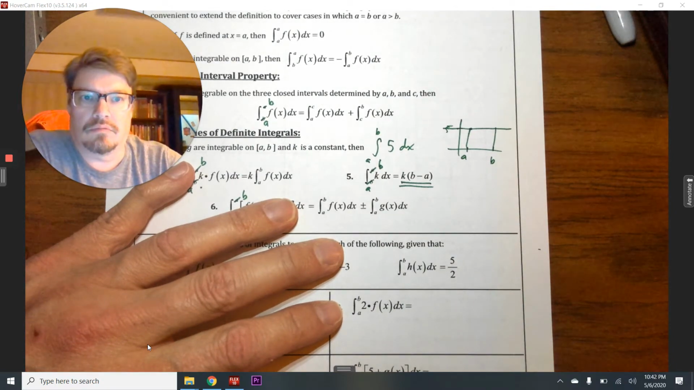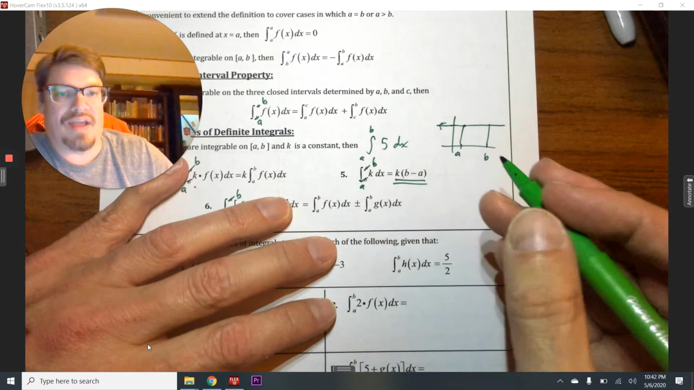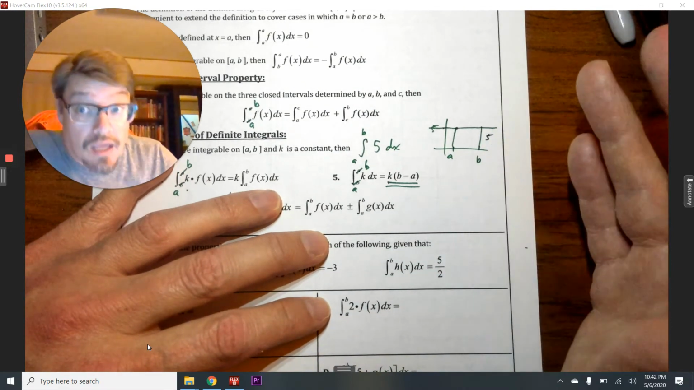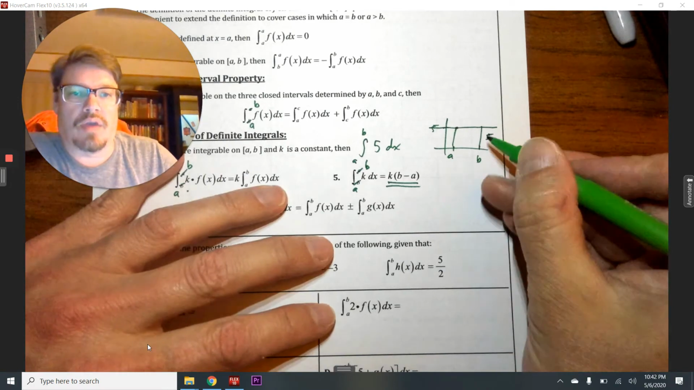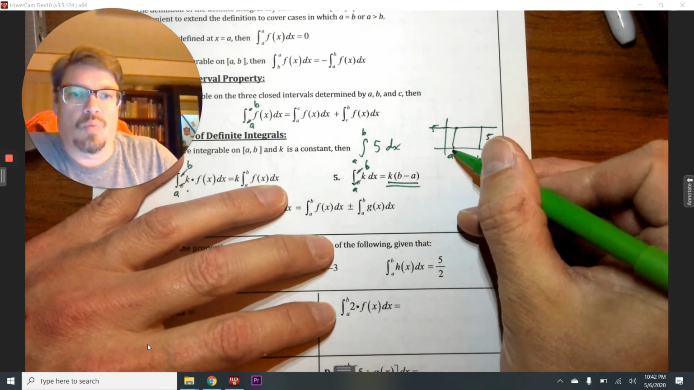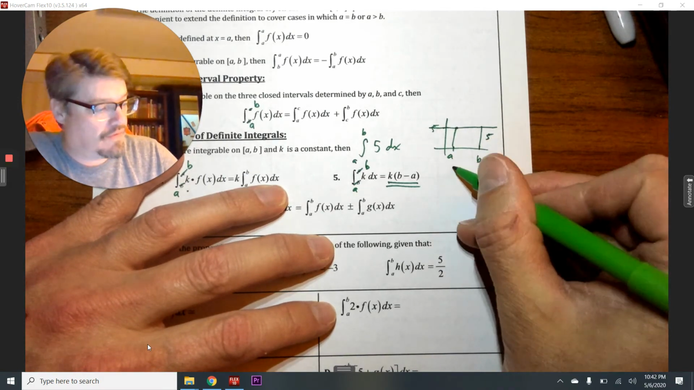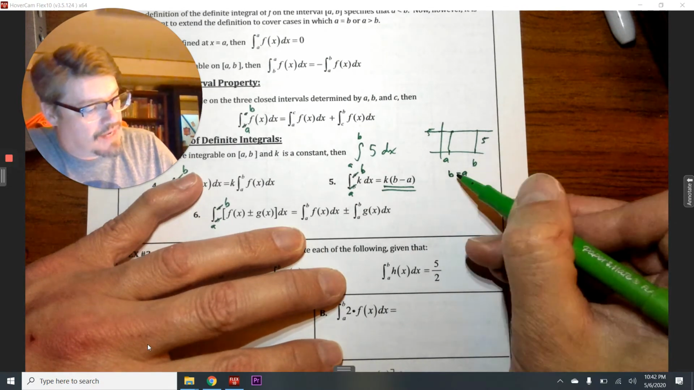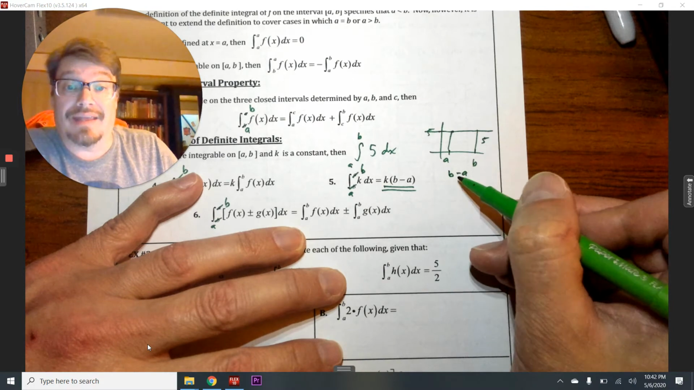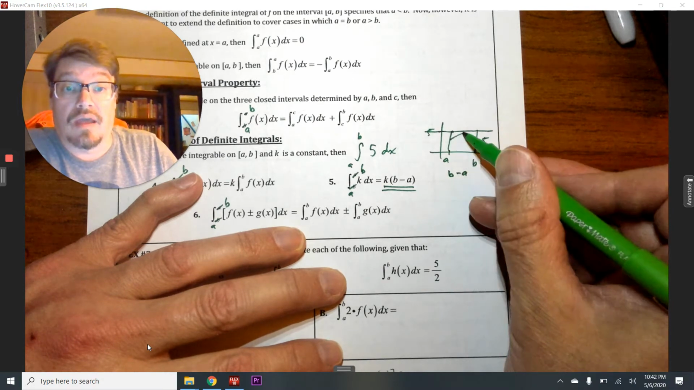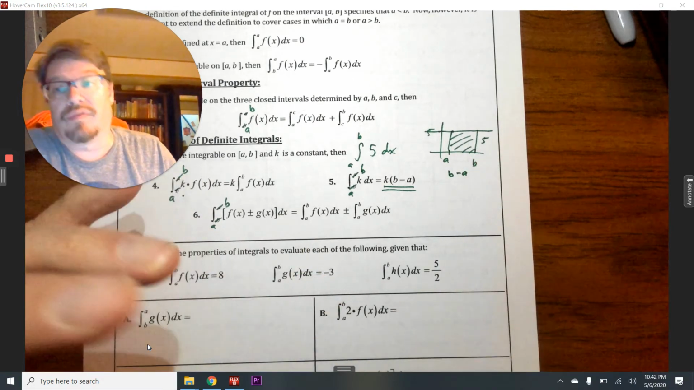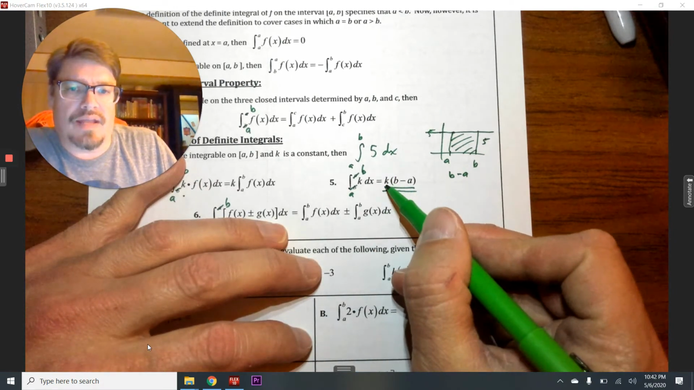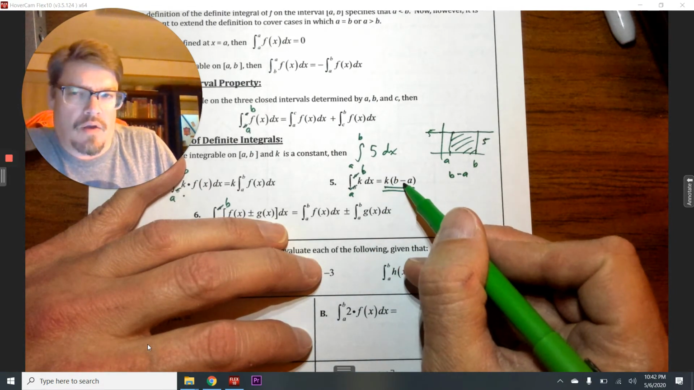All right, it's obviously a rectangle. And what is that rectangle? Well, the height is actually 5, or k. It could be 10, 12, whatever. This width is actually the distance from b to a. And so if I took 5 times b minus a, it's actually the area under the curve, or in this case, this represents the height times the width.